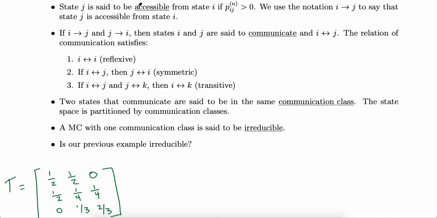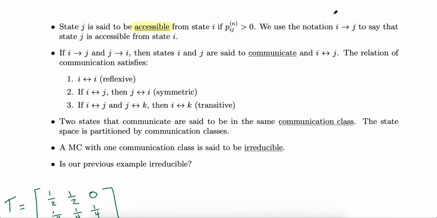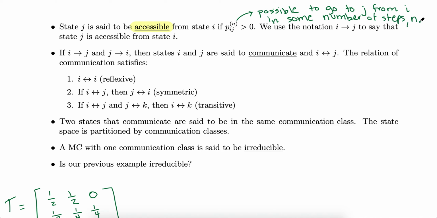So the first bit of vocabulary is this idea of states being accessible. State J is said to be accessible from state I if P_ij, so that part is not new, we just talked about that, the probability of moving from state I to state J. And let me clarify, this part is new. This little n superscript is telling us we can go from I to J in n steps. So it doesn't have to be one step, but it's possible to go from state I to state J in some number of steps. So that probability is greater than 0, or in other words, it's possible to go to J from I in some number of steps n. Okay, we'll talk more about n later on.